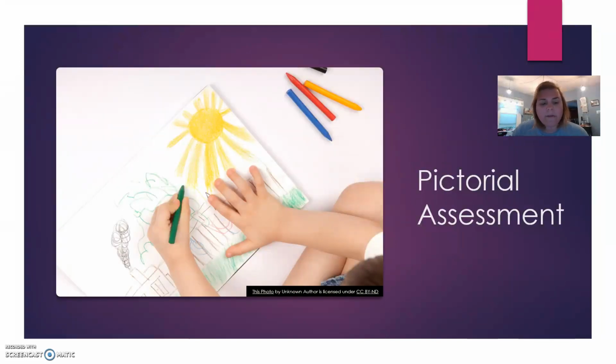Pictorial assessments allow students to draw pictures regarding scenes or characters of the story. This allows them to use their artistic skills instead of their words. Some students may have an easier time drawing a scene out instead of trying to find the words to describe it.